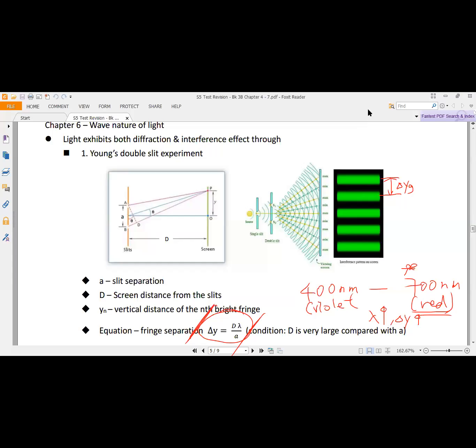Okay, so it would be one MC question asking exactly the same thing, changing color, how would be the change in the fringe separation? Okay, now so let's go on to the second one.